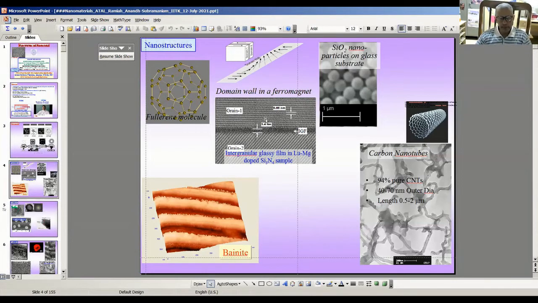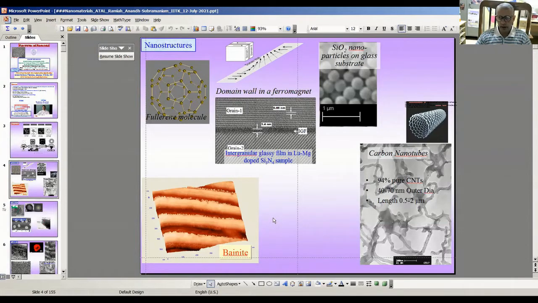Okay. So you have nanostructures, and we will define nanostructures very soon, like freestanding fullerene molecules. It could be the domain wall in a ferromagnet. It could be silica nanoparticles. Okay, these are amorphous. It could be the grain boundary region in a silicon nitride ceramic.